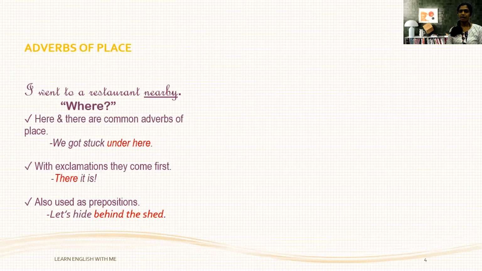And here and there are commonly used adverbs of place. Okay, we got stuck under here, an adverb of place, and you can use here and there at the beginning of the sentence when you're going to use them as an exclamation. For example, there it is. But if you say it is there, it's not an exclamation, just a sentence.